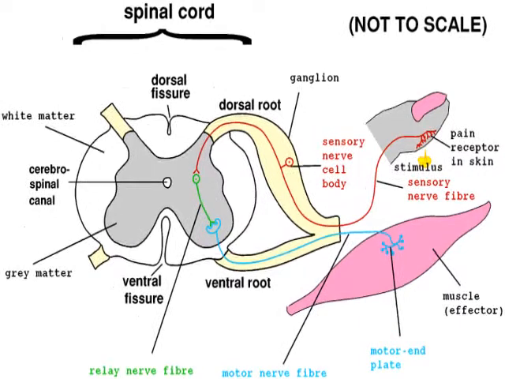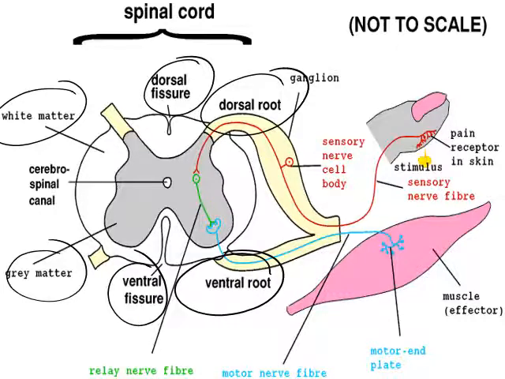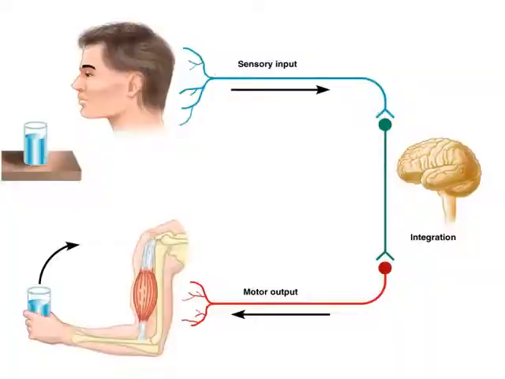So this figure shows the spinal cord. We have the white matter, as I said. Here we have the gray matter. Here we have the dorsal fissure, dorsal root, the ventral root, and here we have the ventral fissure. And then in the middle we have the cerebrospinal canal.